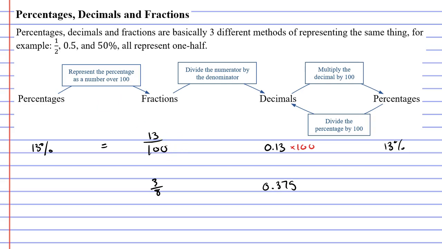0.375. It's easy to convert a decimal to a percentage. All I need to do is times it by 100, which just means to move the decimal point twice to the right. This will give me the percentage 37.5%.